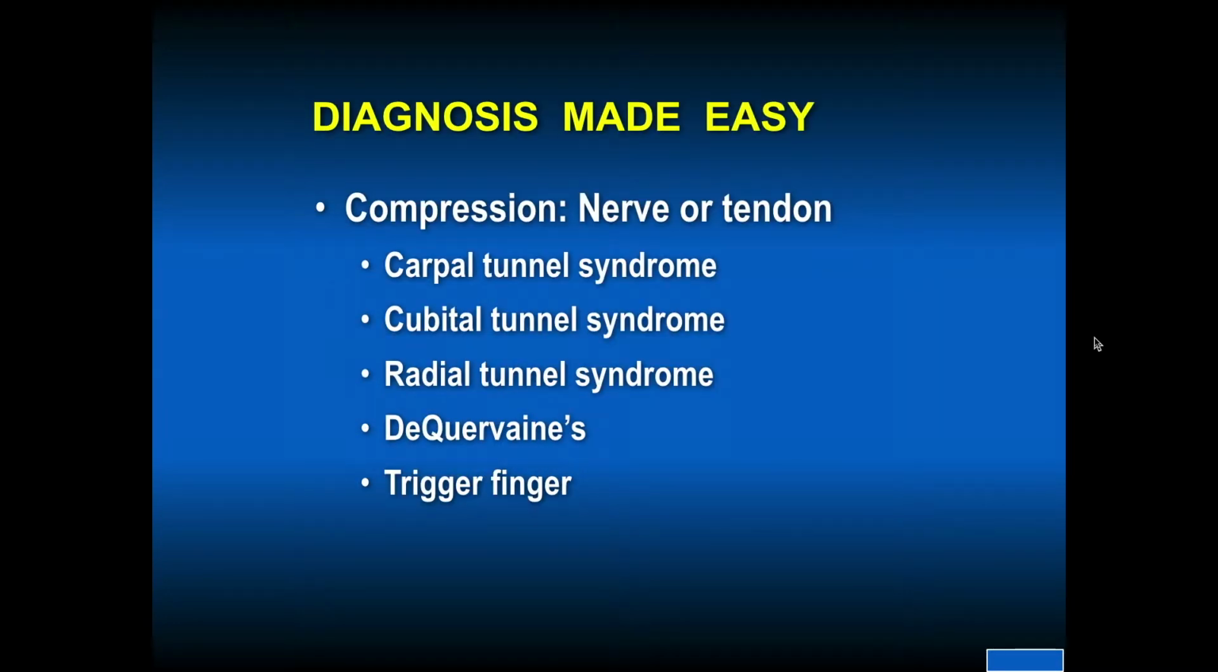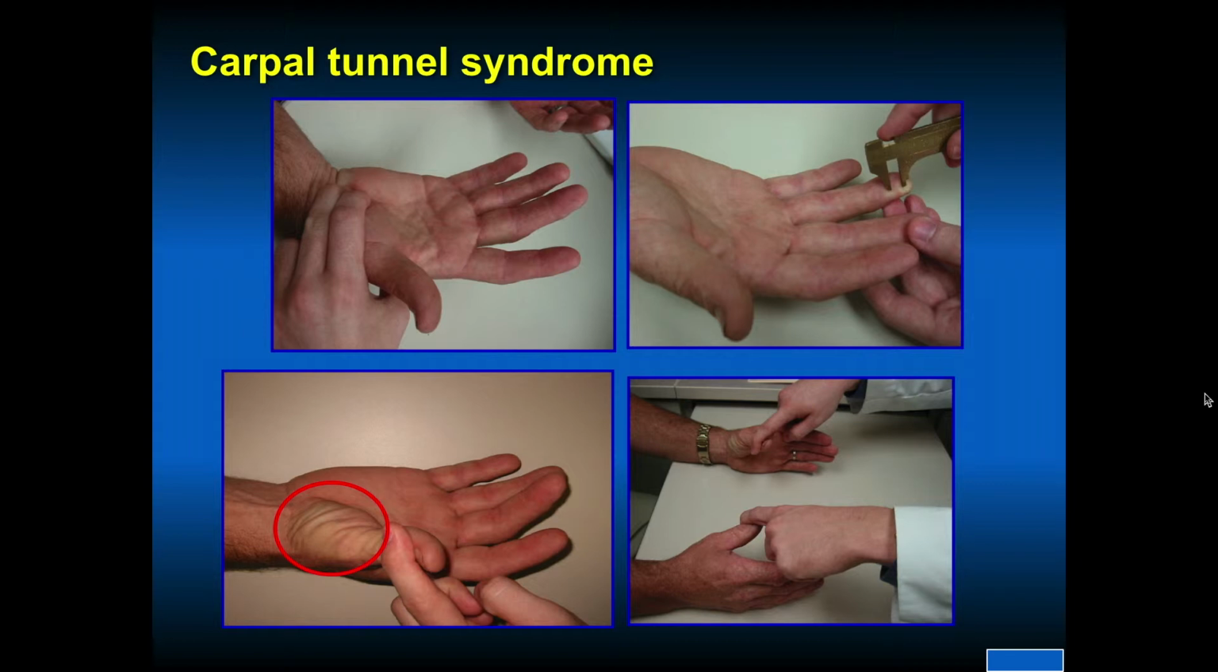Diagnosis made easy, compression of a nerve or a tendon. Think of carpal tunnel syndrome, cubital tunnel syndrome, radial tunnel syndrome, the Quervain's, and a trigger finger abnormality of that A1 pulley. Carpal tunnel syndrome.